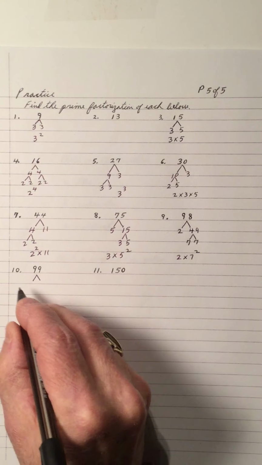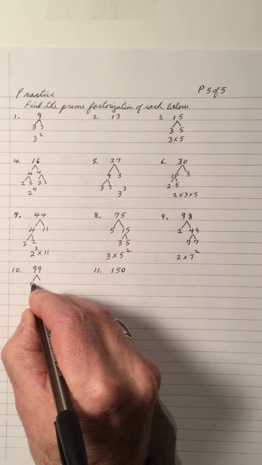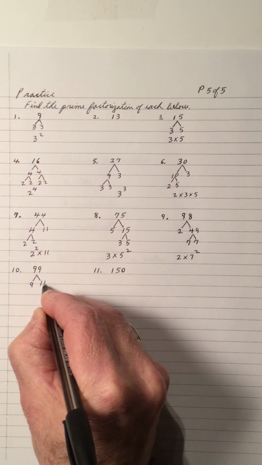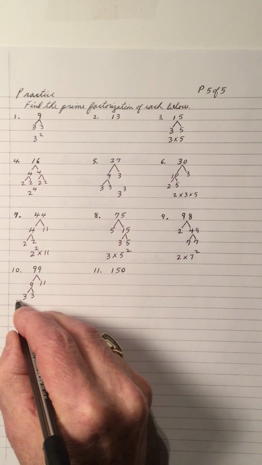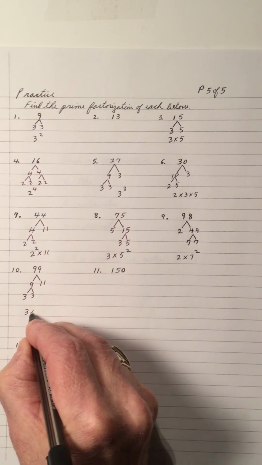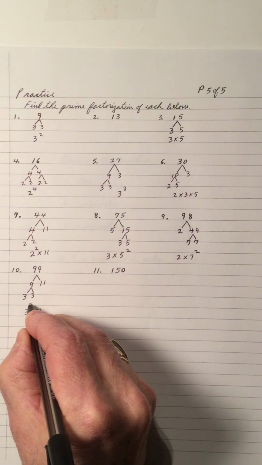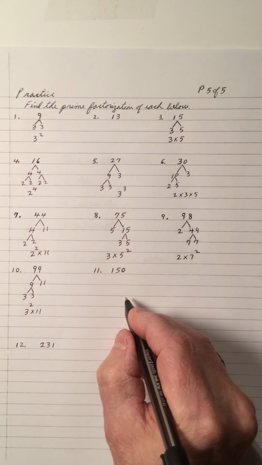99, I see a 9. 9 is repeating, so that's 9 times 11. And a 9 breaks down into 3 times 3. All factors are prime, 3 and 11 in that order, and it's 3 squared times 11.